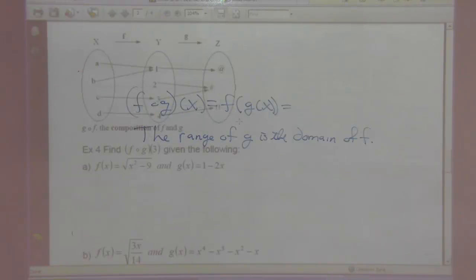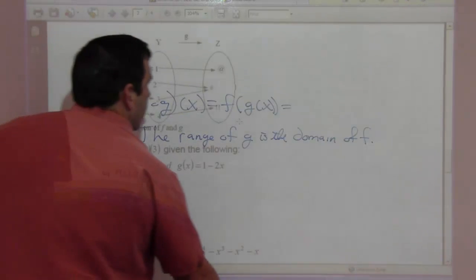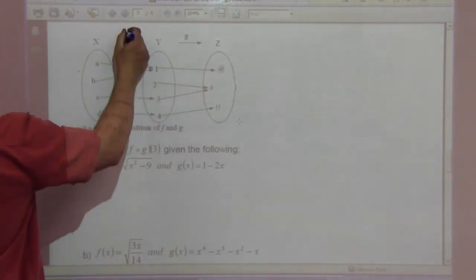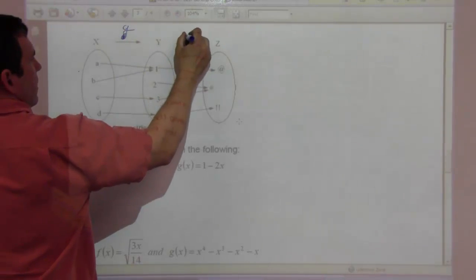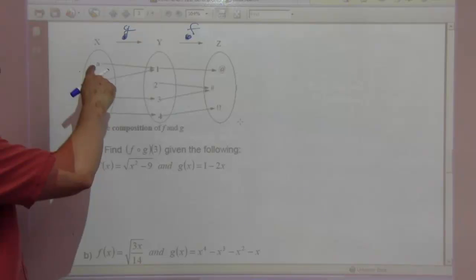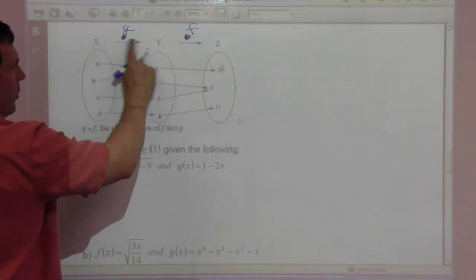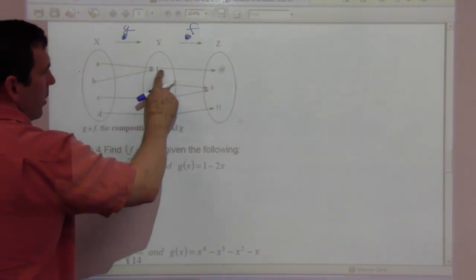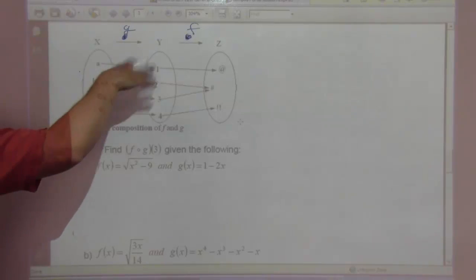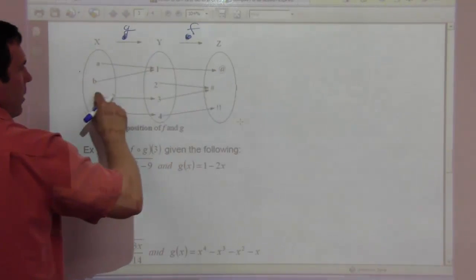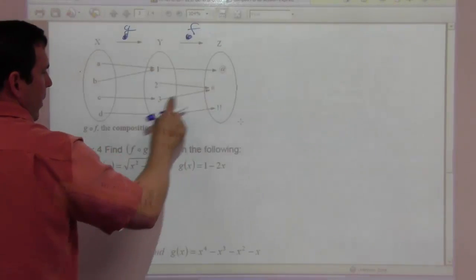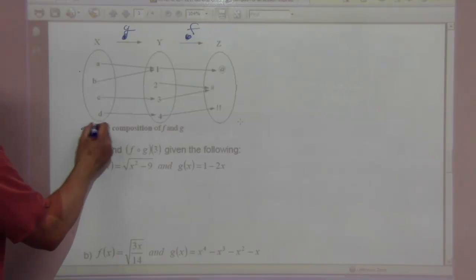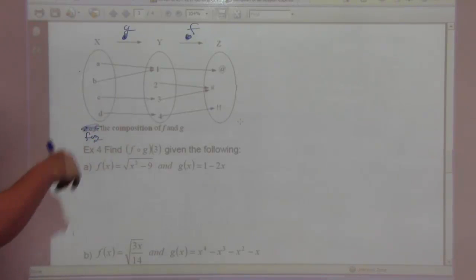Okay. Now, I probably should have drawn this differently. Let's call this G. Call this F. X goes into G and produces Y. Y then goes into F and produces Z. So A becomes a 1. The 1 becomes an at. This is just some kind of weird function. B becomes a 1. That becomes an at. C becomes a 3. That becomes a pound. D becomes a 4. 4 becomes a whatever. So let's call this just F of G, just to be consistent with the way we started in the previous page.